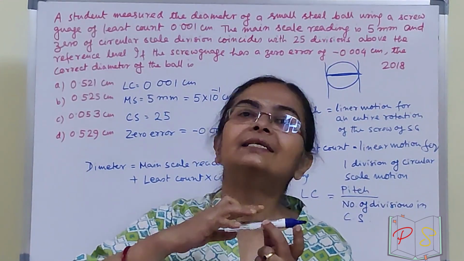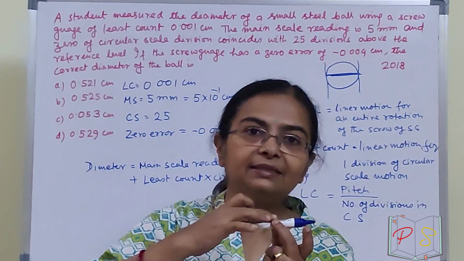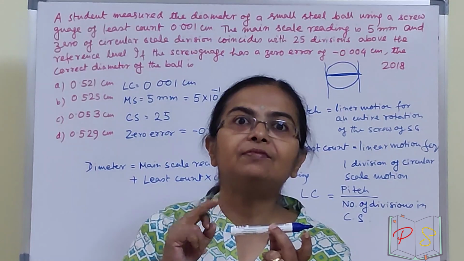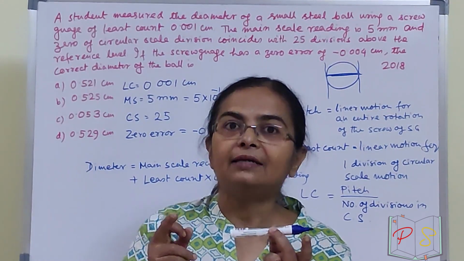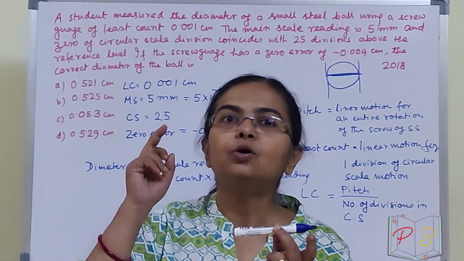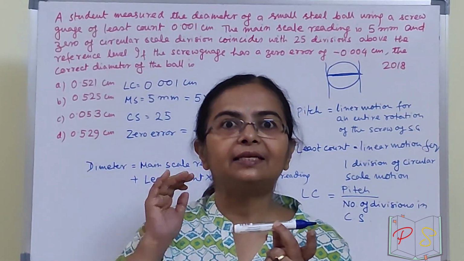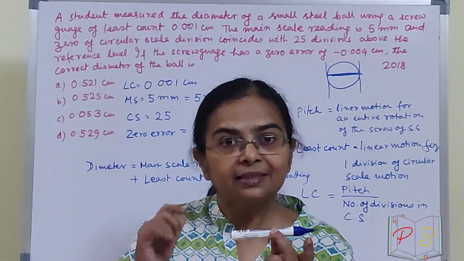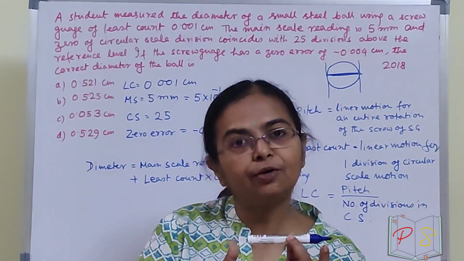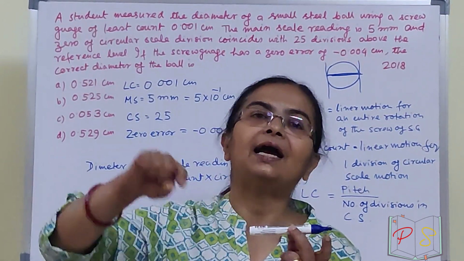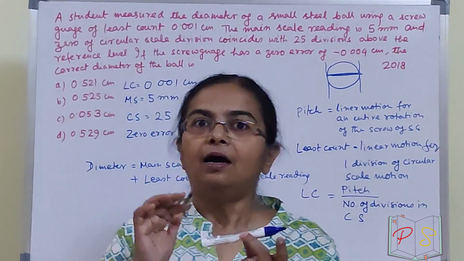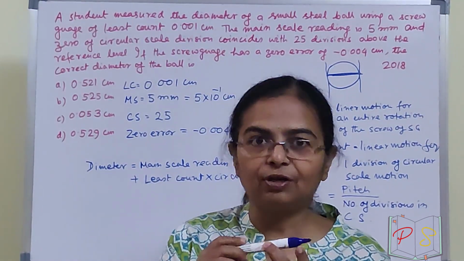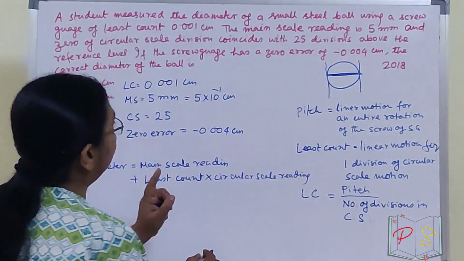Now, when you touch these two things, if the 0 of your circular scale is above the 0 of the linear scale, you have a positive zero error, and the correction is to subtract that zero error from your reading. Similarly, if you have a negative zero error, you have to add that to the main reading. I will not try to explain it further without an actual instrument, but today you need to remember this.